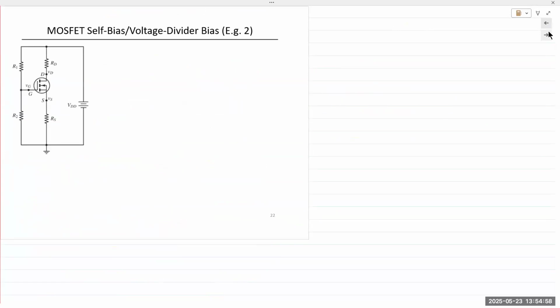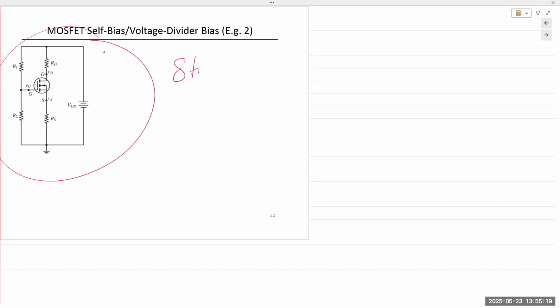Oftentimes solved examples in books skip through a few steps, and so it's left up to the reader to understand what it is. But hopefully students can, from the in-class talk and the laid out example, understand the process. So the second one is again the same from the book.